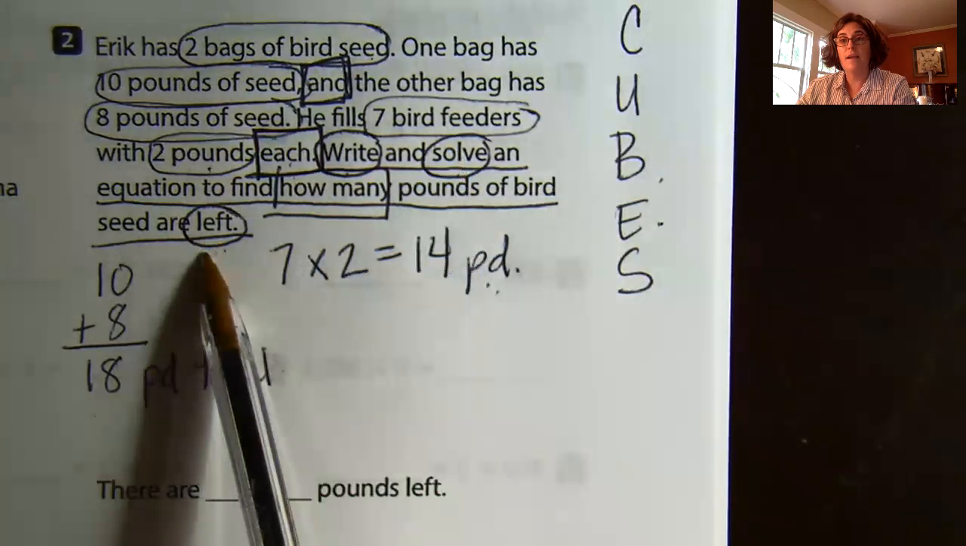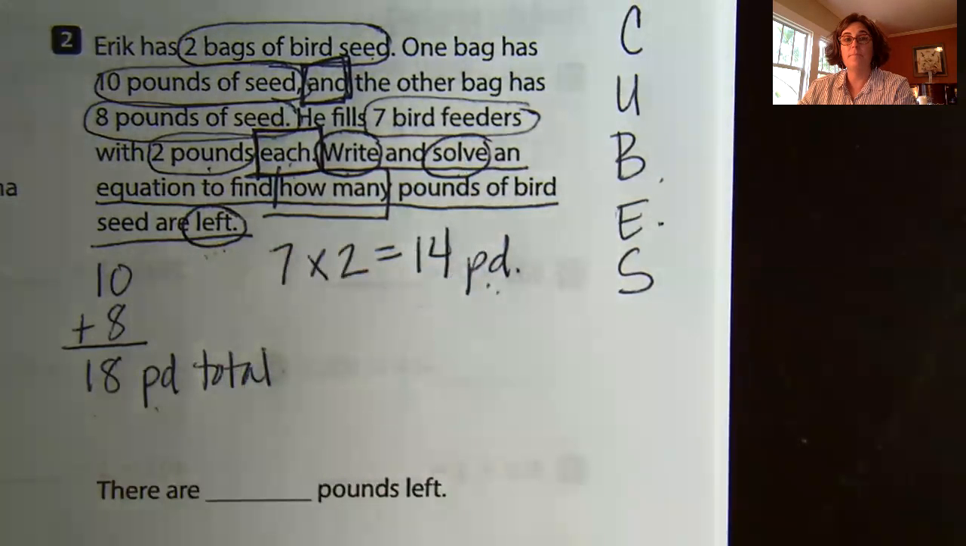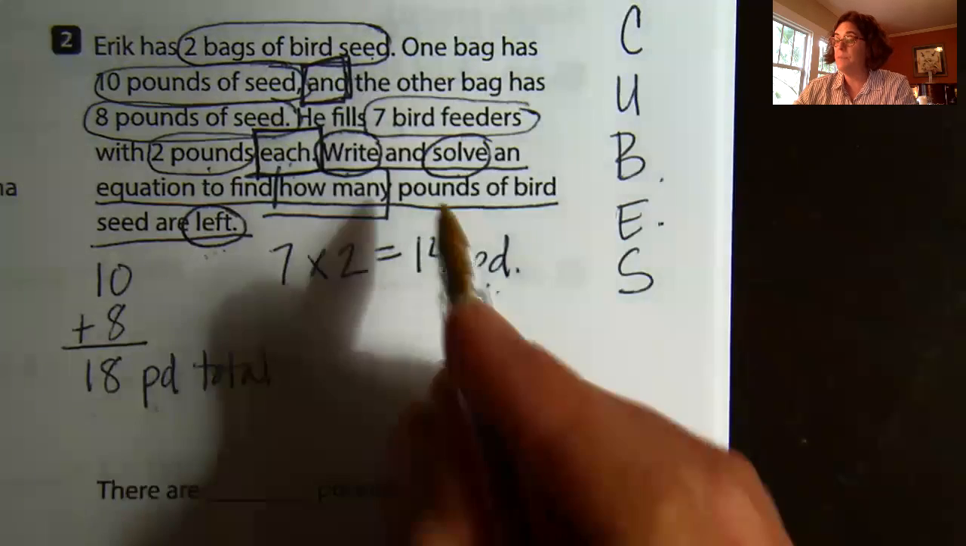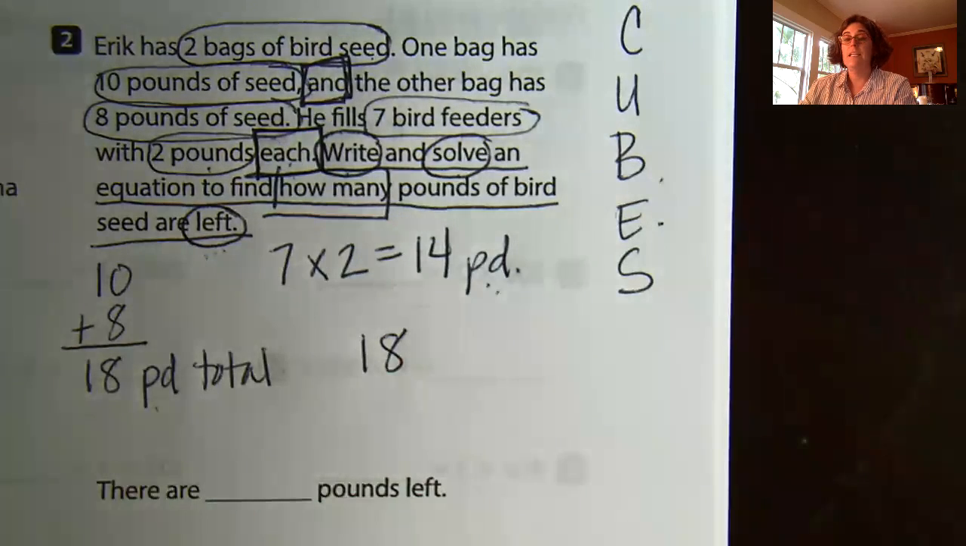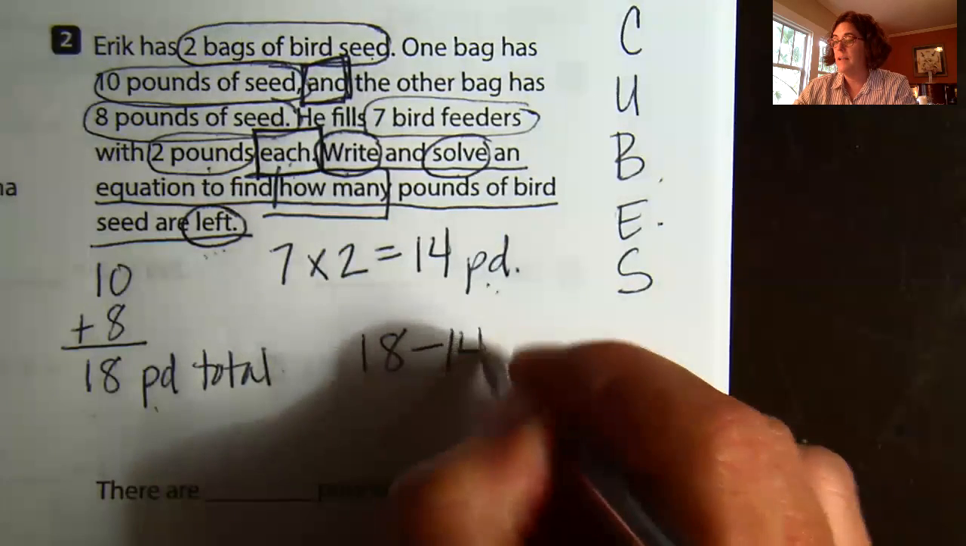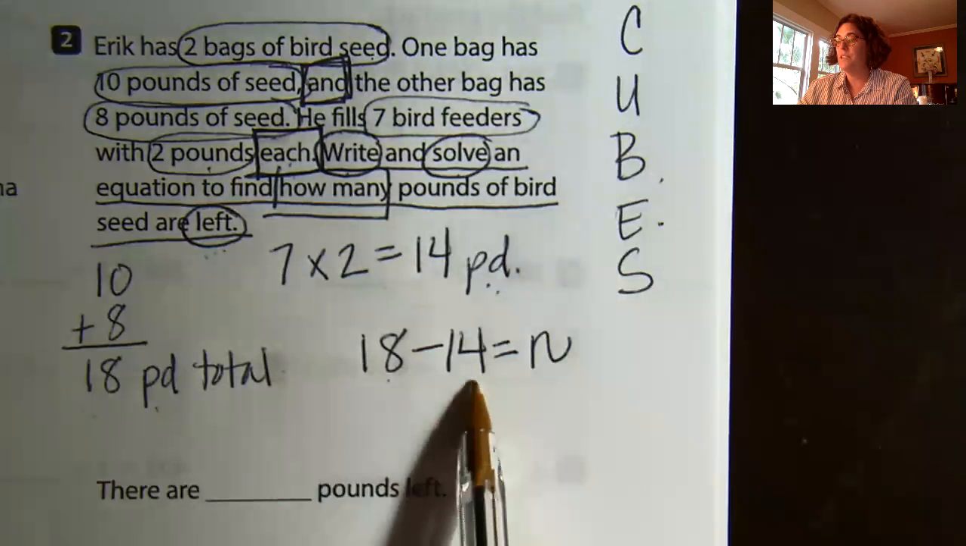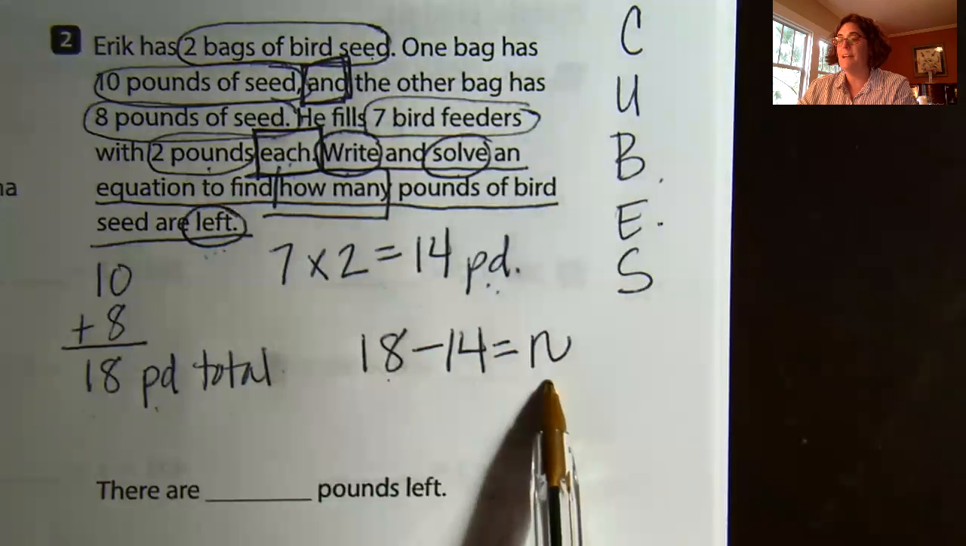So let's think of an equation we can write with the bits of information we have now to solve that problem. Very good. We know at the beginning he started with 18 pounds of birdseed. He used 14 pounds of birdseed. And we need to find out how many he had left. 18 minus 14 equals n. That's our equation. Now let's go ahead and solve.